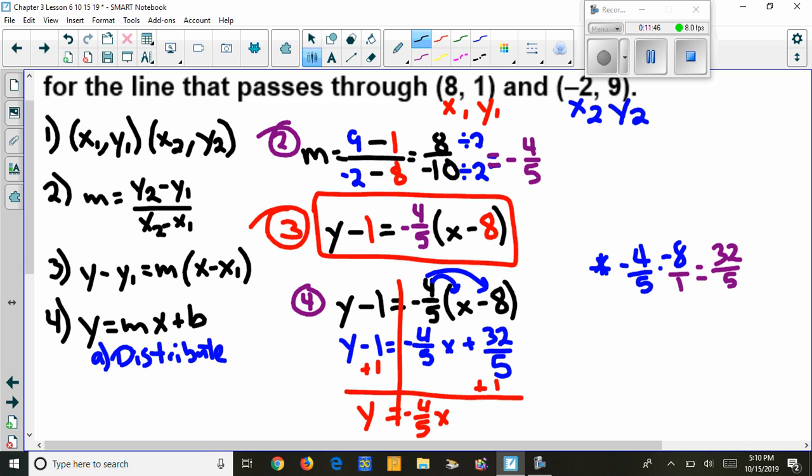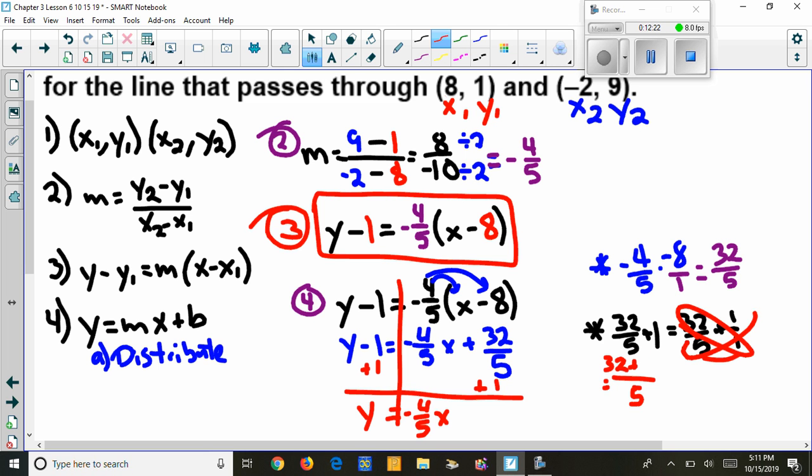Now here's where we have to be careful, because you have to take 32/5 and add 1 to it. This becomes 32/5 plus 1 over 1. You have your butterfly method. Makes my denominator 5, and we'll have to figure out, well, if I multiply and then multiply, I'm going to end up with 37 over 5.